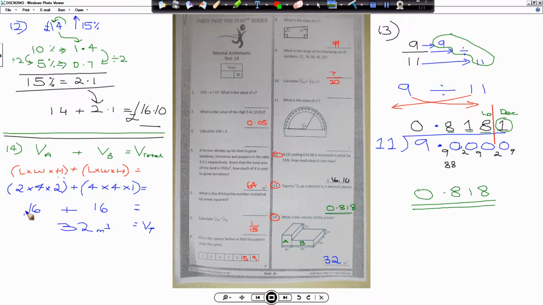It took a bit of time. We had to work out each one. But that's what's required to do that first page. Okay.